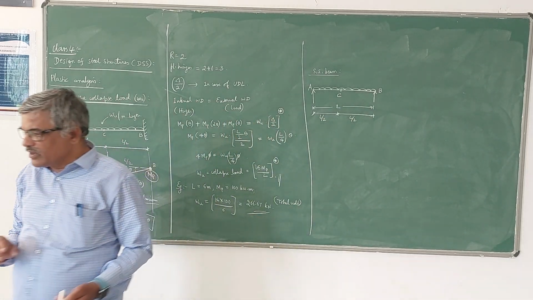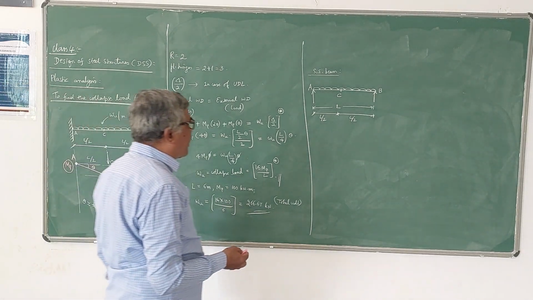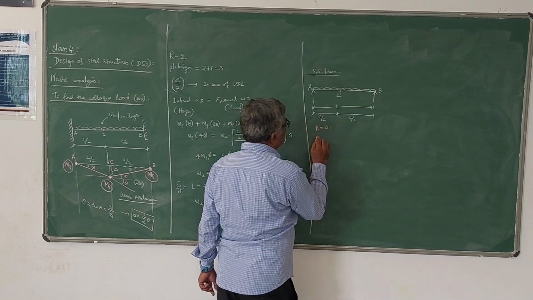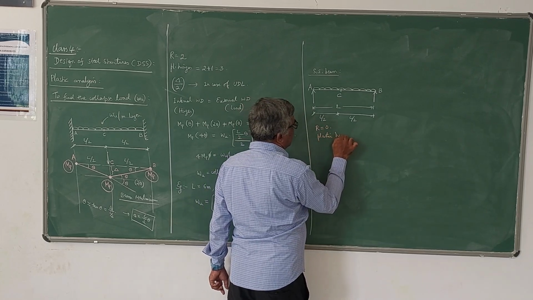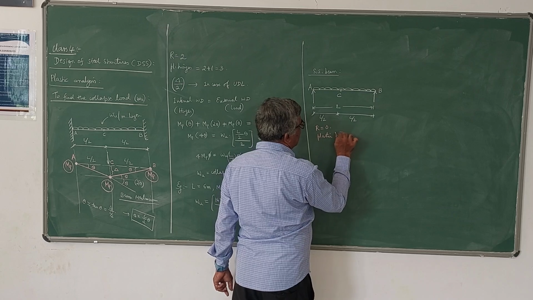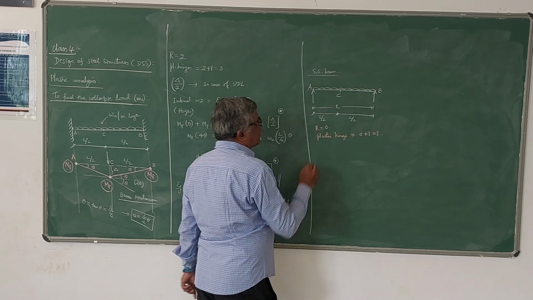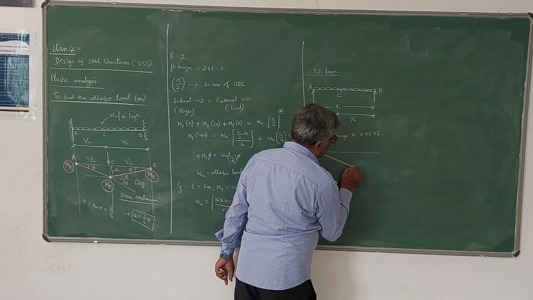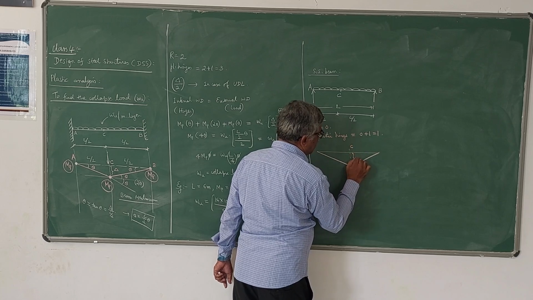But in this case, the number of plastic hinges required to form a mechanism is only 1, because R is equal to 0 for a simply supported beam. The plastic hinges required will be only R plus 1, that is 0 plus 1, which is 1. So that 1 plastic hinge will be at C only. This is how the mechanism takes place, and this is the deflection at C.